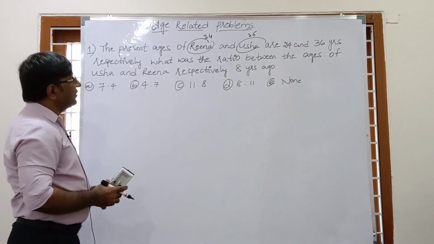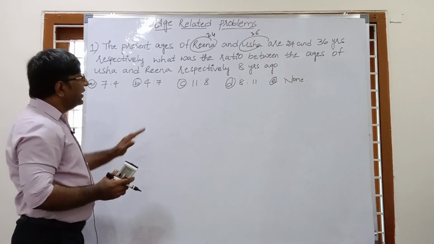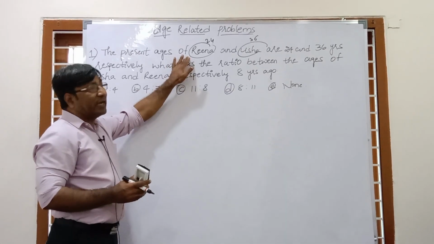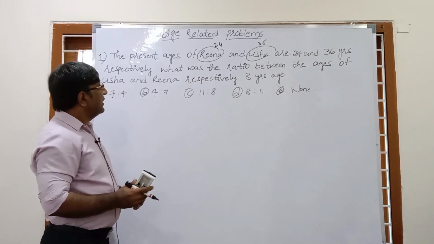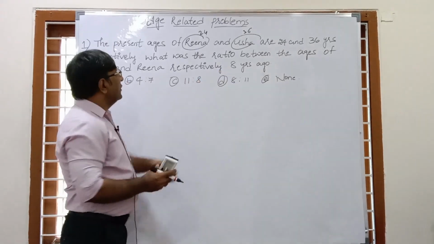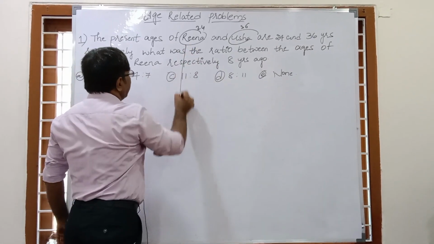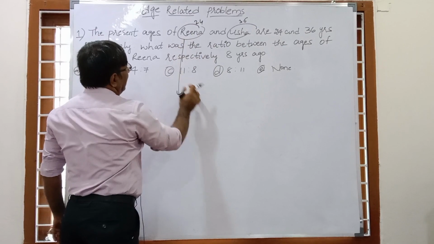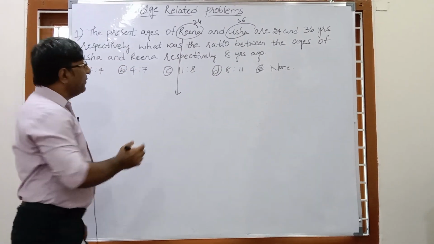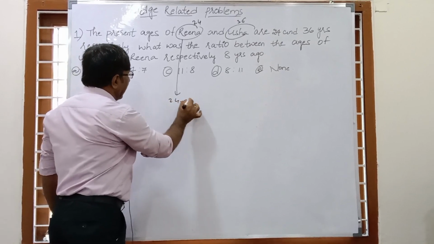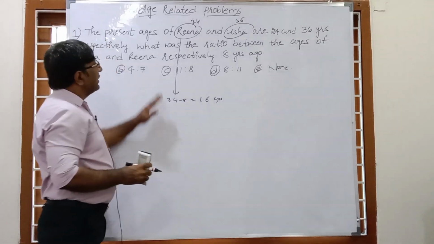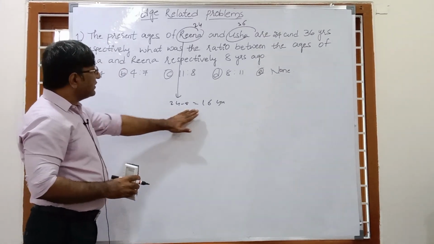For this type of question, first you have to understand the main point. The present age of Reena and Usha is 24 and 36. Then we have to find 8 years ago. So if Reena's present age is 24 years, then 8 years ago, how much was Reena's age? We have to find that: 24 minus 8, that is 16 years. So the age of Reena 8 years ago was 16 years.